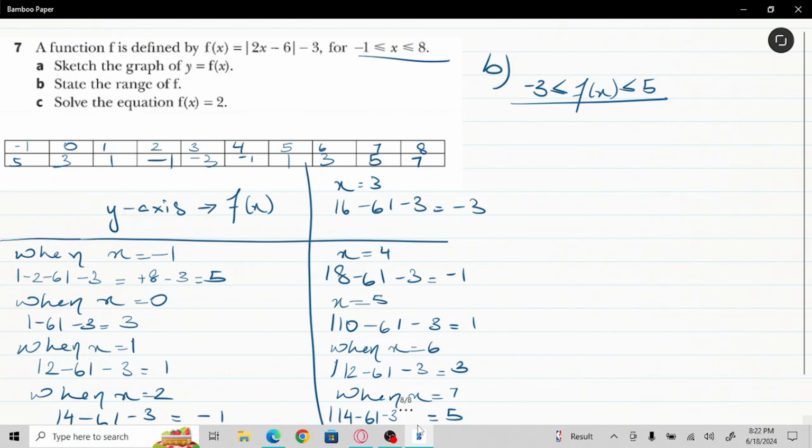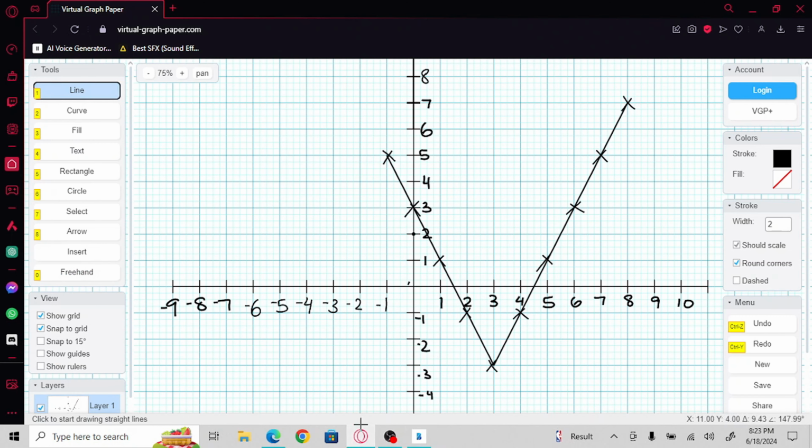And then they tell us to solve the equation f(x) equals 2. Okay, what they told us in part A was to sketch the graph for y equals f(x). That means whatever y value we have represents f(x) itself. So if we look for the y value 2 on the graph, we will get the corresponding x values.